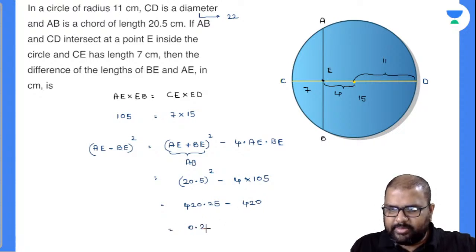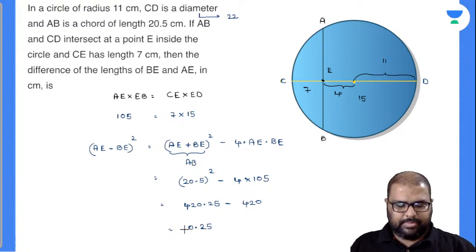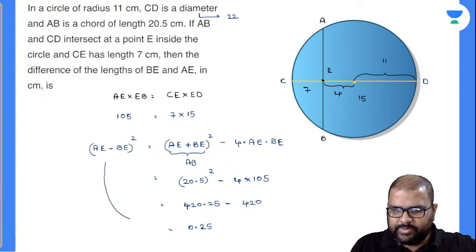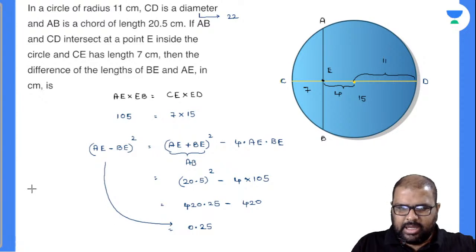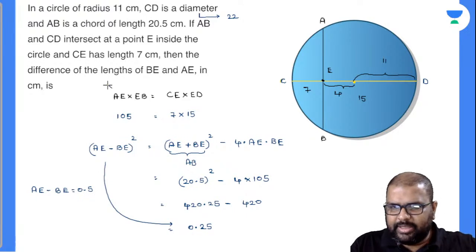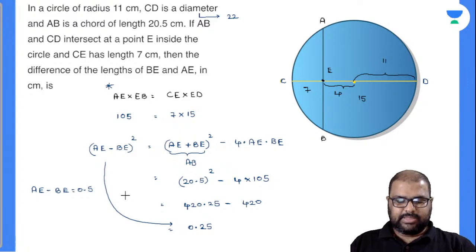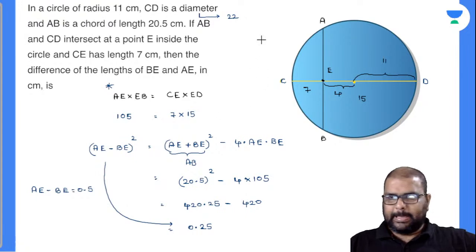Will you accept that? Observe this, yes or no? 0.25 is nothing but AE minus BE whole square. Now how much will be AE minus BE? AE minus BE will be equal to 0.5. So in this entire scenario, if you know the circle properties, then the solution will be very, very easy. And this is a question which was asked in the 2019 CAT examination. I hope I am clear.